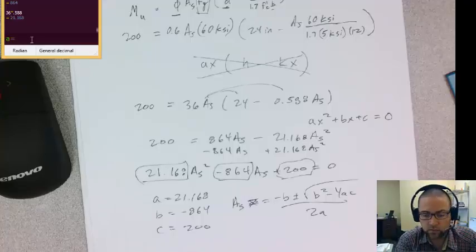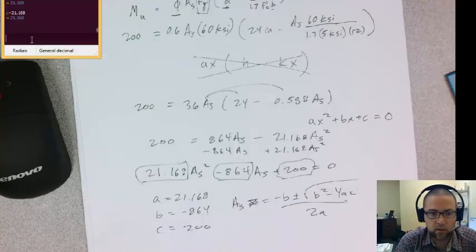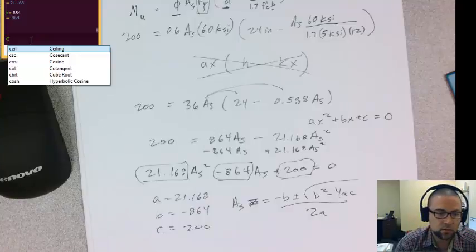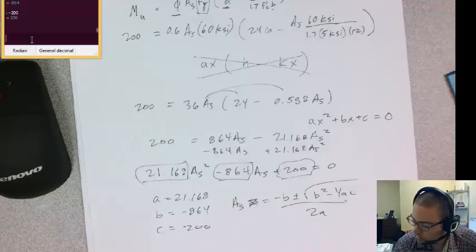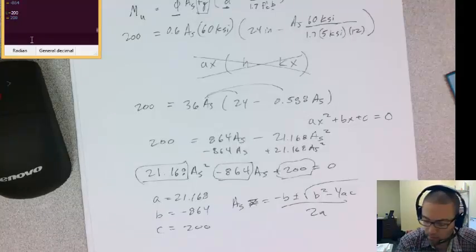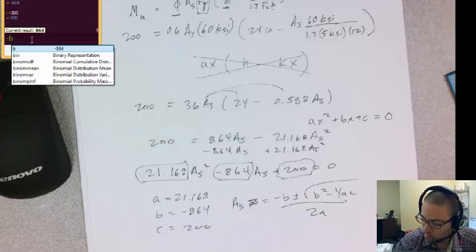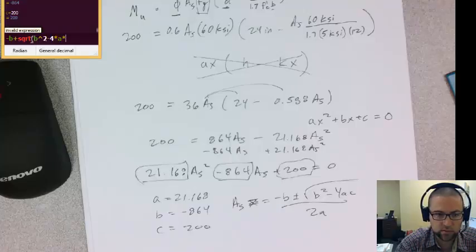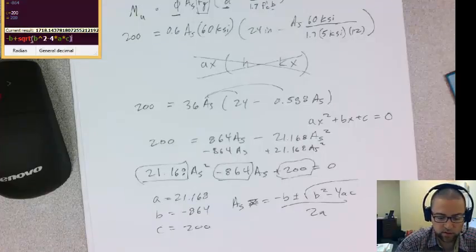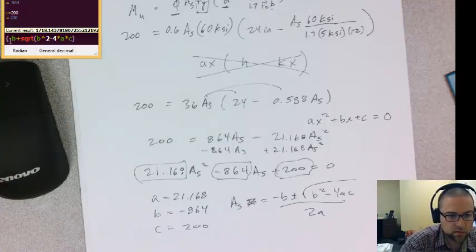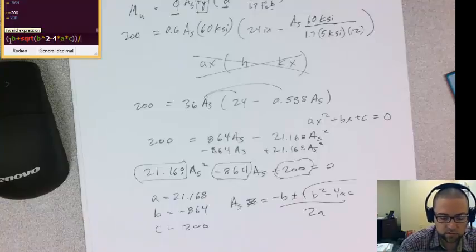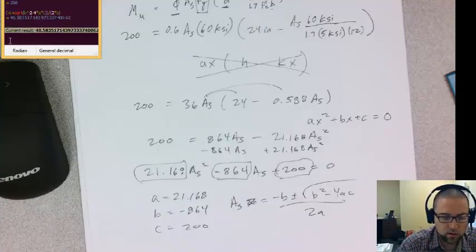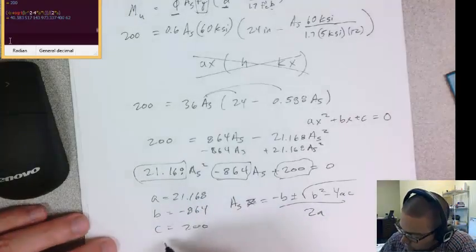So here I'm just going to set a equal to 21.168, and I'm going to set b equal to negative 864, and I'm going to set c equal to 200, and that's that. So now I'm just going to find out what is the value of negative b plus square root b squared minus 4 times a times c, oops, and then I want to divide all that, so I need to put parentheses around everything. So parenthesis there and parenthesis there, divided by 2. Oh, I want to make sure I divide the whole thing by 2 times a, so put parentheses around 2 times a, and it gives me 40.5. That sounds really big.